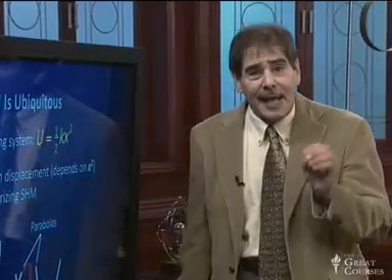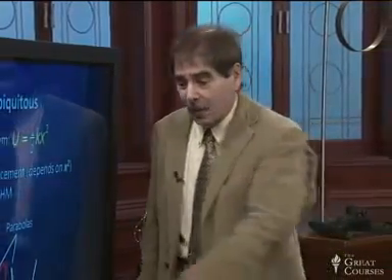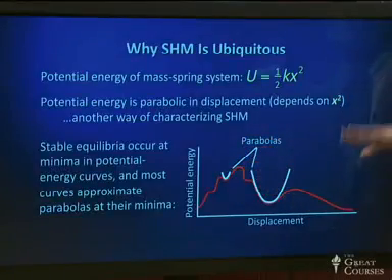And what that means is almost any system which is in a stable equilibrium, that is, in a minimum in its potential energy curve, is going to undergo simple harmonic motion. And that's why simple harmonic motion is ubiquitous. That's why I argue it happens throughout the entire universe and becomes a very, very important thing for physicists to study. Well, let's look at some other systems that undergo simple harmonic motion.